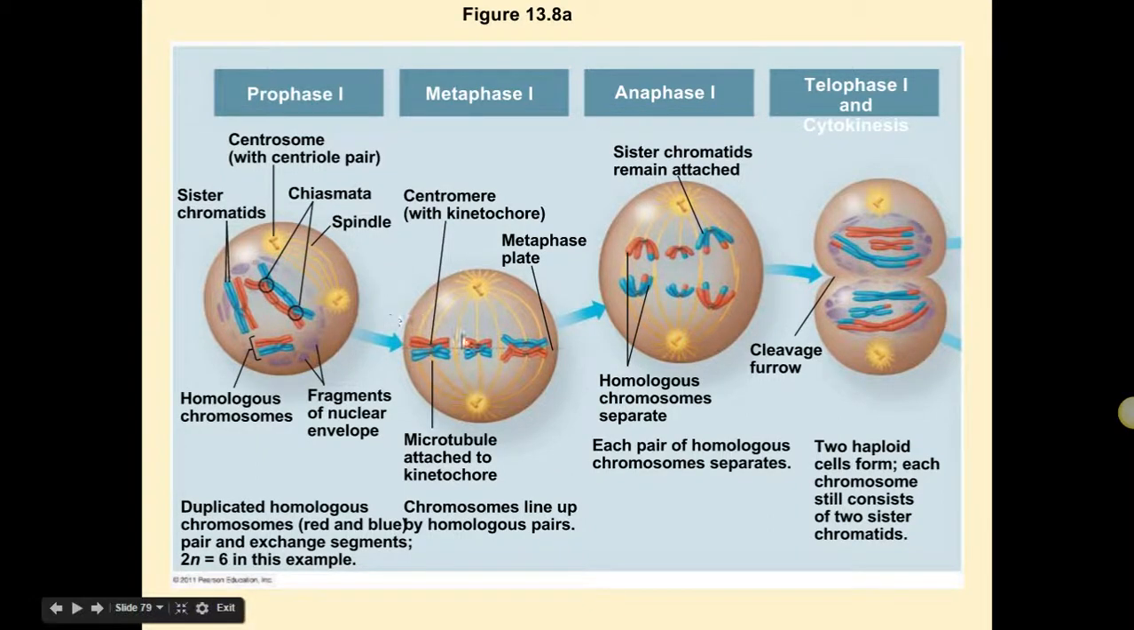Then we get to metaphase 1. They get lined up on the metaphase plate, and the microtubules are connecting to the kinetochore, kind of similar to what we were doing in mitosis. Then anaphase 1, the homologous pairs are now being torn apart from each other. They get separated, and then in telophase they create 2 haploid cells. They still consist of the 2 sister chromatids, but note that they aren't exactly sisters anymore, because the crossover caused them to share some of their DNA.